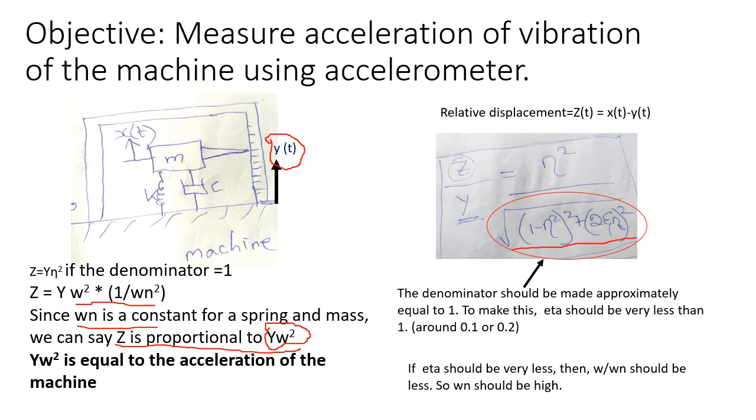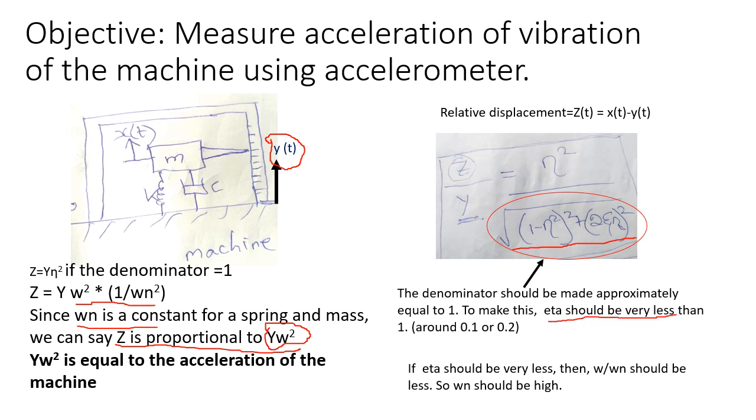But since omega n is a constant, we can say z is proportional to y omega square, where y omega square is nothing but the acceleration of the machine. So by this you are measuring acceleration. That is why this is called an accelerometer. So when will this happen? This will happen when eta is very less.